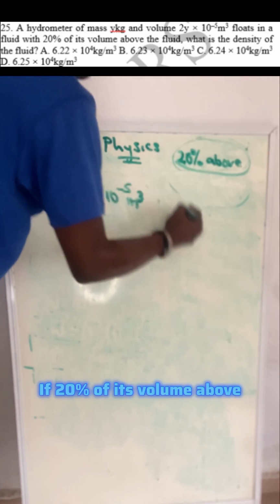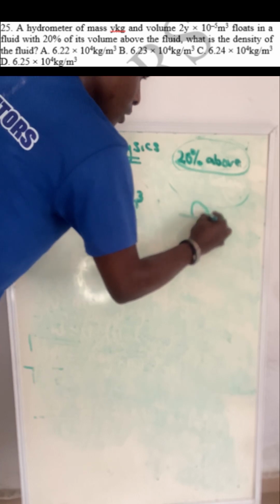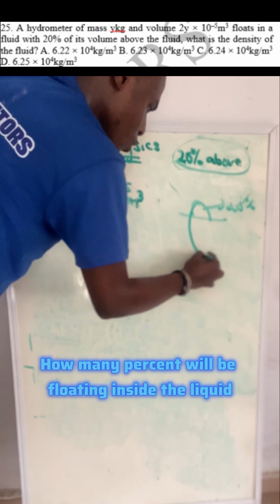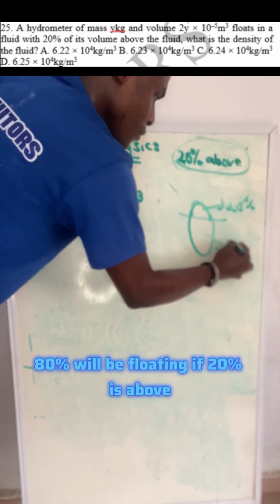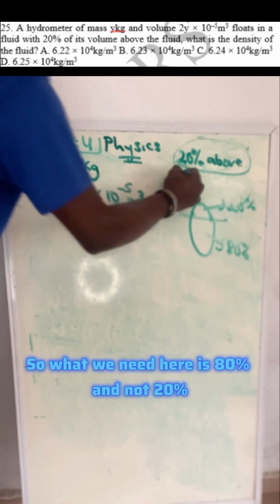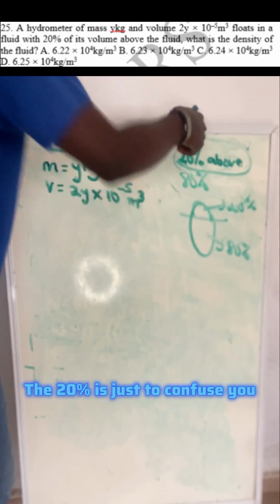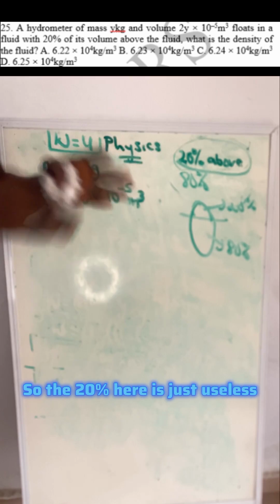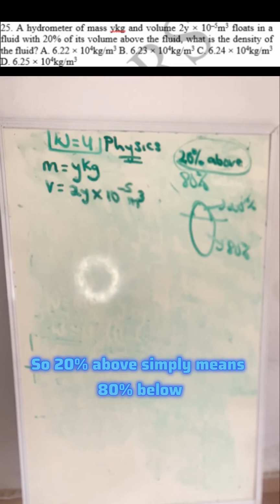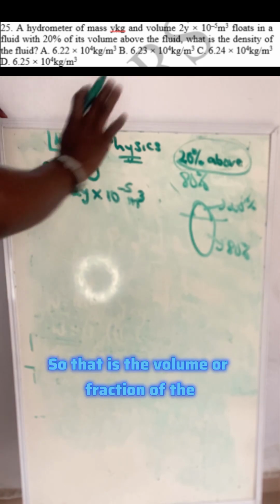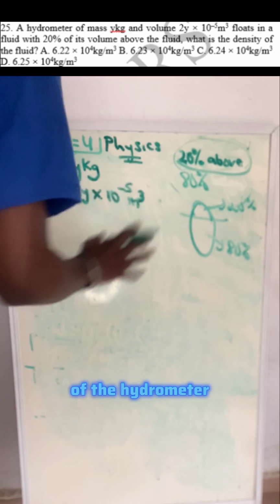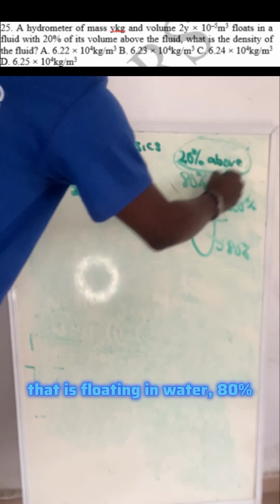If 20% of its volume is above, let's just look at it like this. How many percent will be floating inside the liquid? 80% will be floating if 20% is above. So what we need here is 80% and not 20%. The 20% is just to confuse you, so take note of that. The 20% here is just useless. 20% above simply means 80% below. So that is the fraction of the hydrometer that is floating in the fluid, 80%.